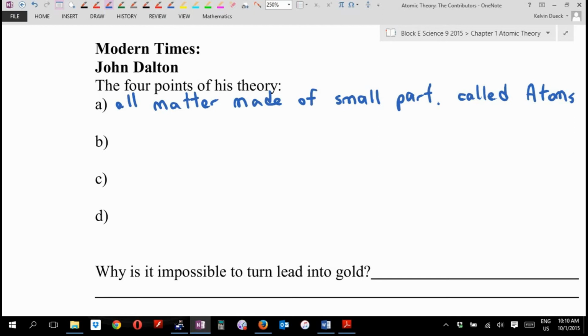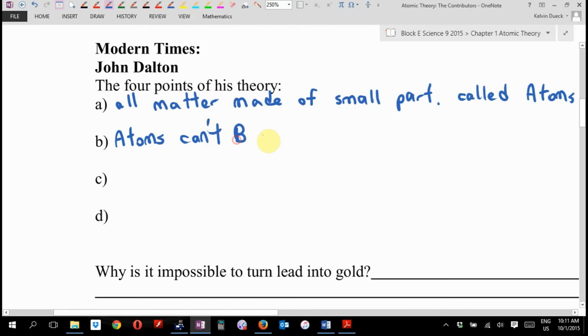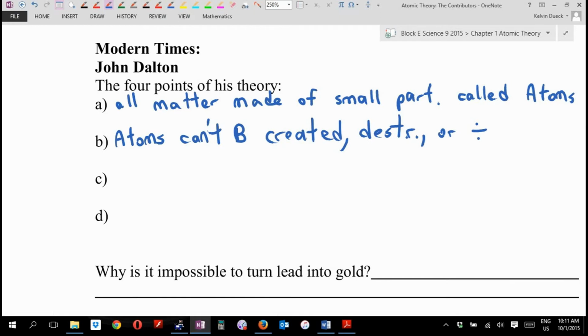What's the next thing he said? I think "destroy," that'll be pretty good. I'll figure out that's destroyed or destruction. Or what was the third one? Oh, or divided into smaller pieces. What else? Third thing. And now he's getting really important.